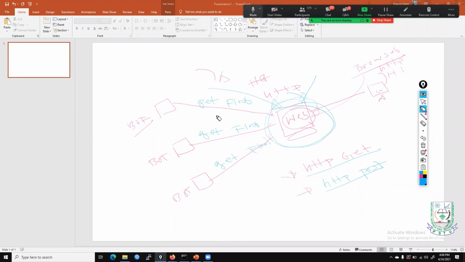So the GET flood requests the content of the web servers, right? In this way, the HTTP GET attack happens. Another attack happens using HTTP, and that is the HTTP POST attack.